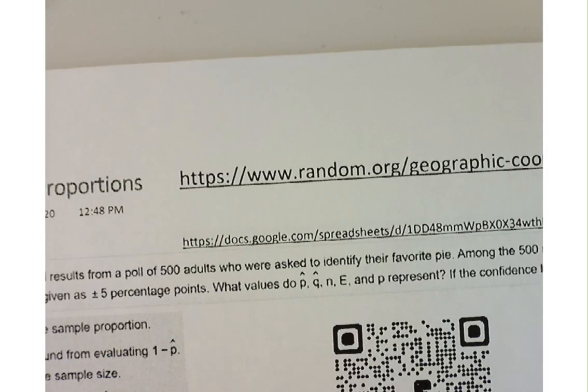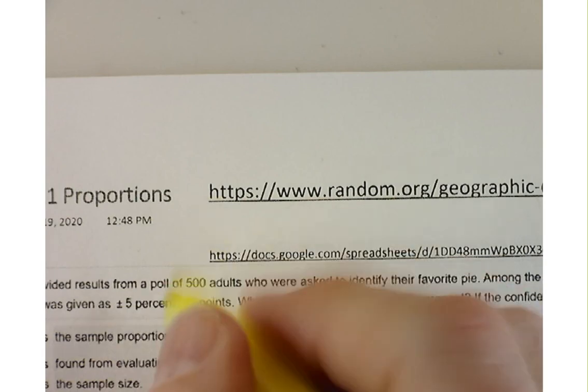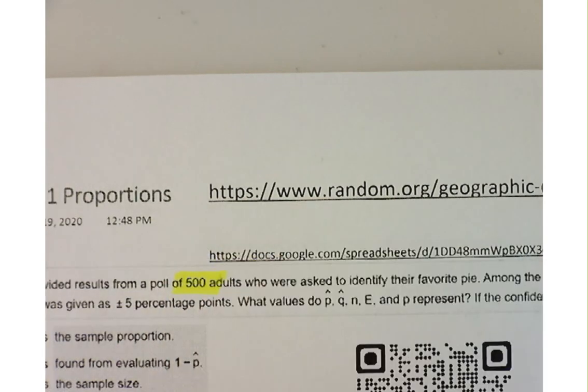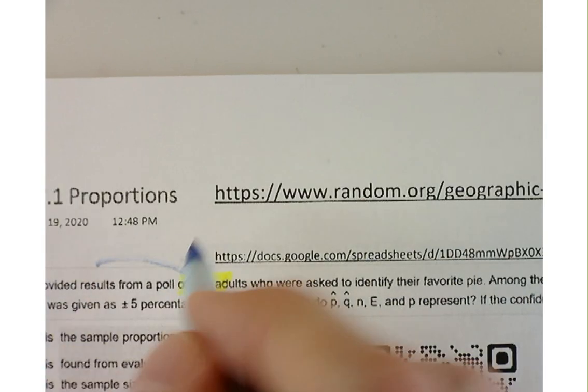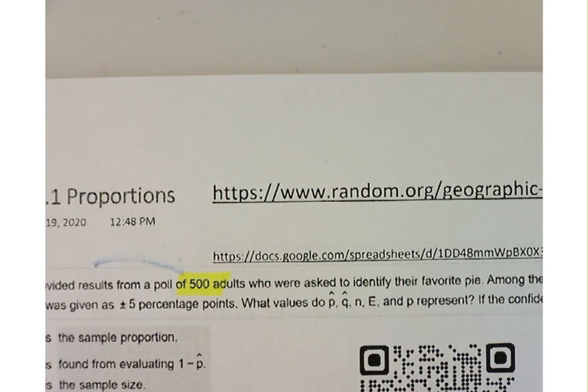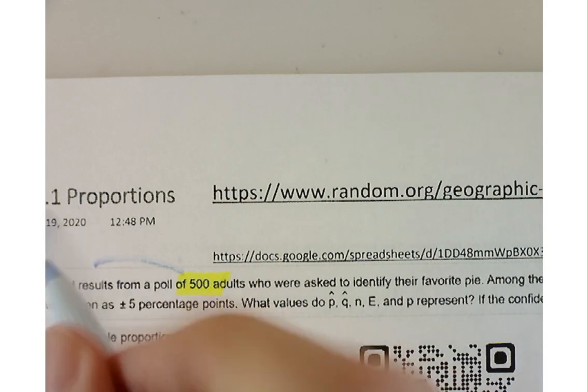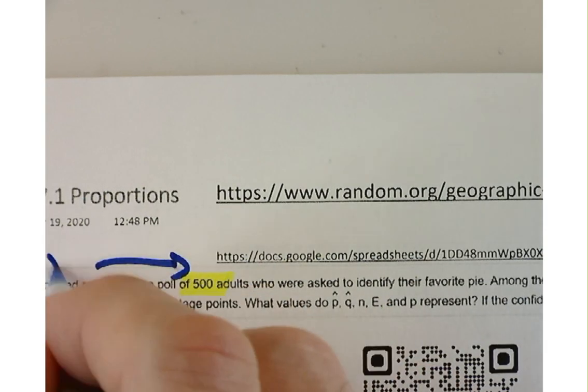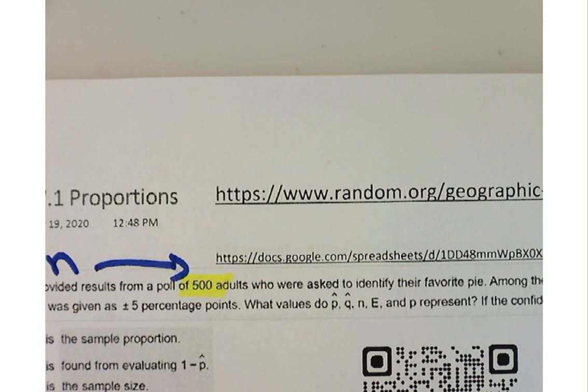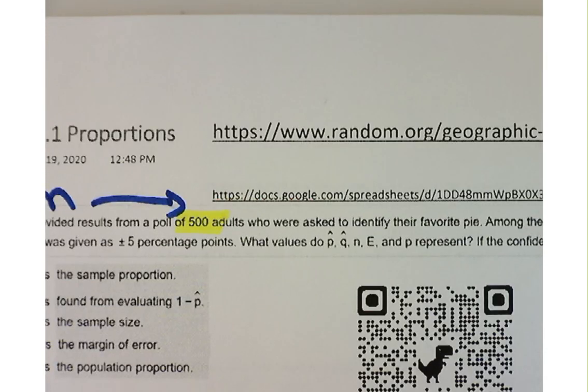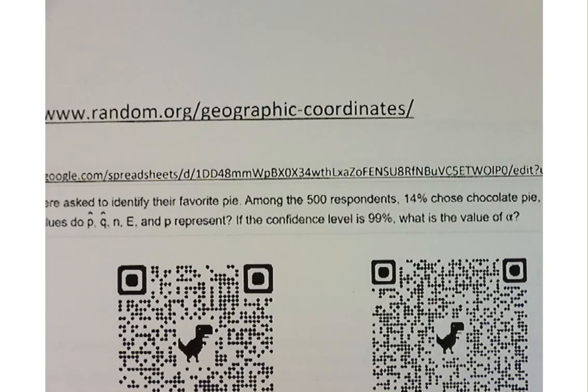And let me zoom in here. That's your n right here. So that's n. So 500 adults were asked to identify their favorite pie. Among the 500 respondents, 14%, that's your p hat.